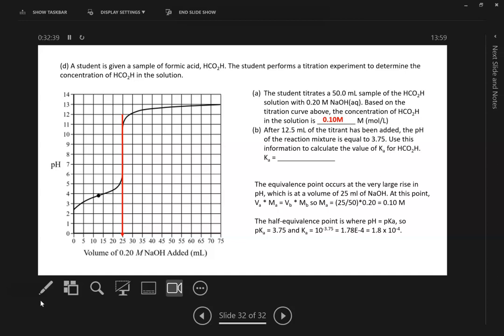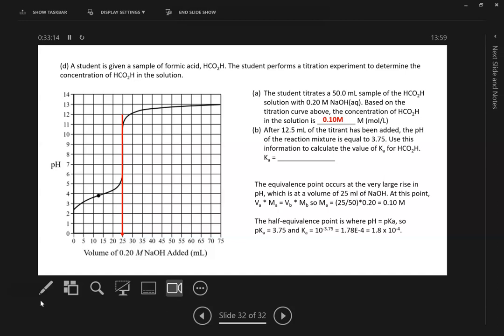We're also tasked with finding the Ka. Now, recall, pKa is at our half equivalence point. So we can look and see, where is our pKa occurring? All right, so pKa is at 3.75. We know that because the problem statement tells us that. Okay, the pH of the reaction mixture is equal to 3.75. Use this information to calculate Ka.